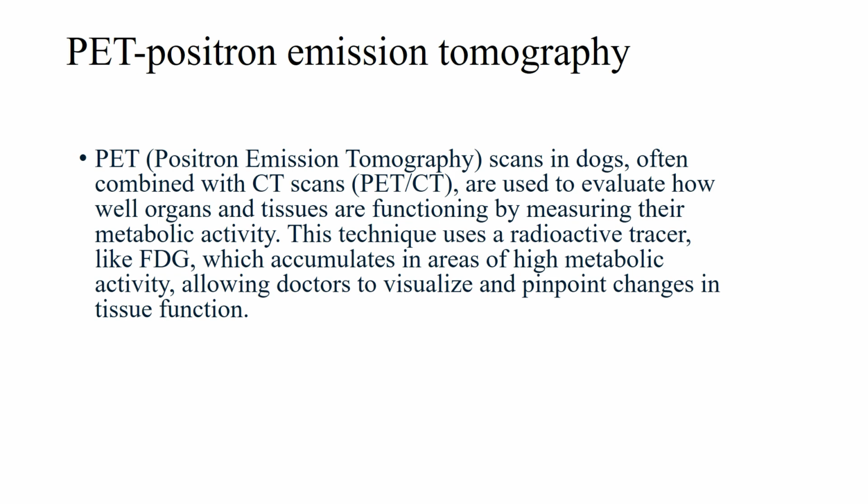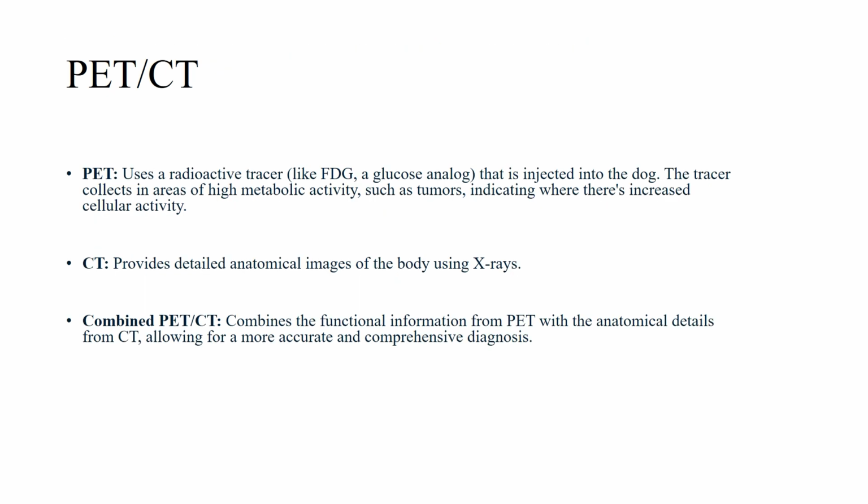These are also a kind of scans, and often combined with CT scans. These are used to evaluate organ wellness and the tissues that are functioning by measuring the metabolic activity. One important thing being used here is the radioactive tracer. We call it FDG, which accumulates at one particular region of the organ where high metabolic activity is going on.